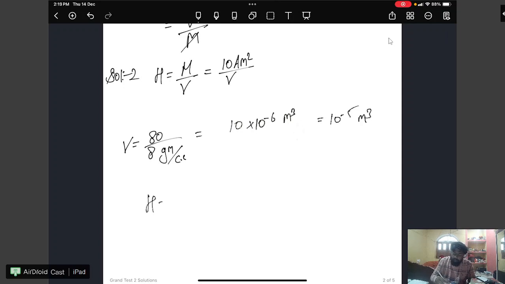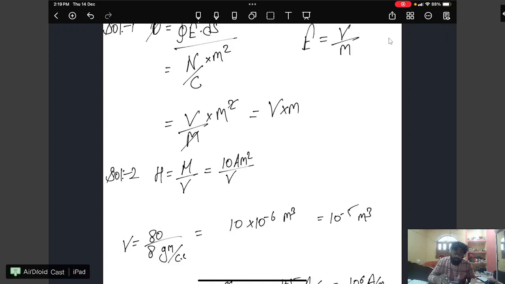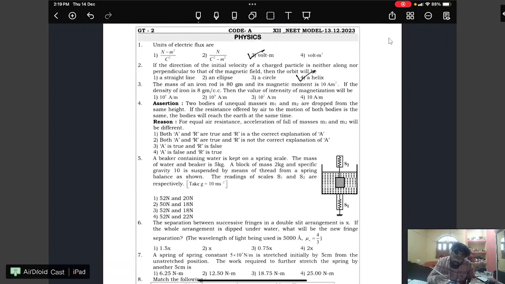So 10 upon 10 to the power minus 5, ampere into meter square upon meter cube. Meter square cancels twice, giving 10 to the power 1 plus 5 ampere per meter, that is 10 to the power 6 ampere per meter. Right. Now, question number 4.